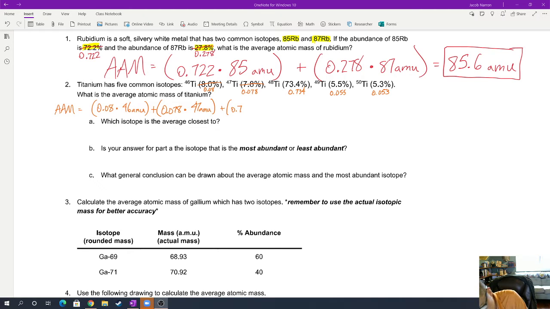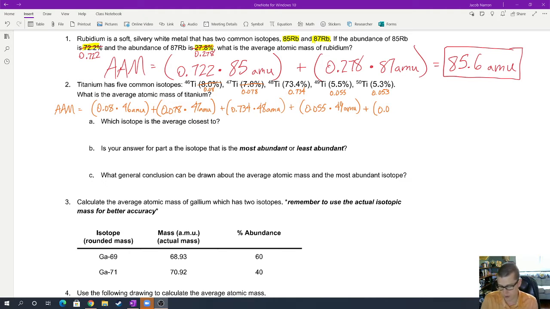Hopefully you're seeing this is really just plugging and chugging. This is just putting things where they need to be. I'm being very careful to put units where there need to be units. I'm taking my time and making sure that I put the correct percentages with the correct atomic masses. So just be careful.